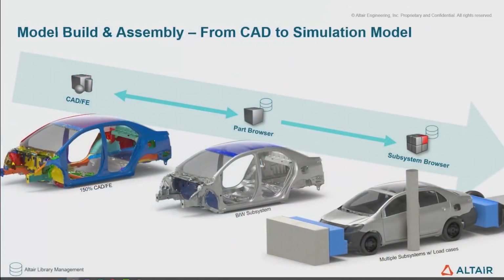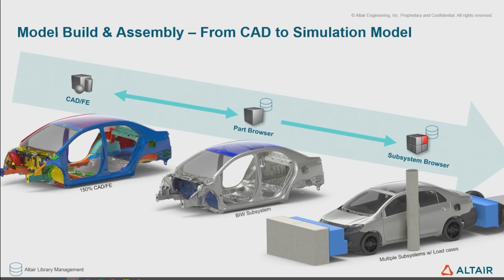As mentioned, we start from CAD, and we build one particular subsystem using Part Browser. In this vehicle example, we've got a body in white. You take the body in white, but you might also build a door subsystem. You might build the load cases. You might have a barrier, rear barrier, side pole. You might have suspension subsystems. So you build in isolation each of these subsystems using Part Browser, and you assemble them all together with Subsystem Browser at the end.